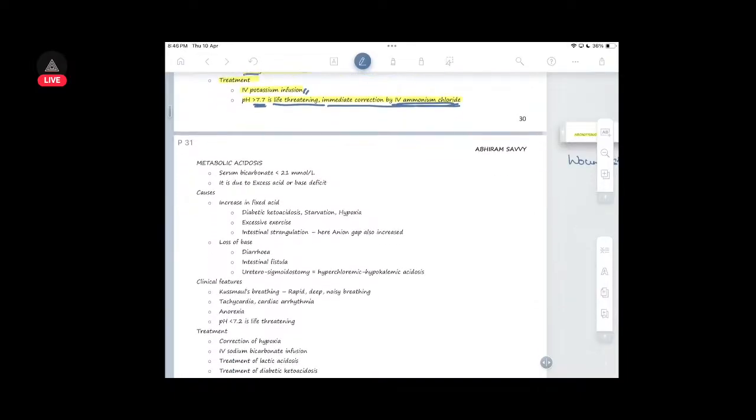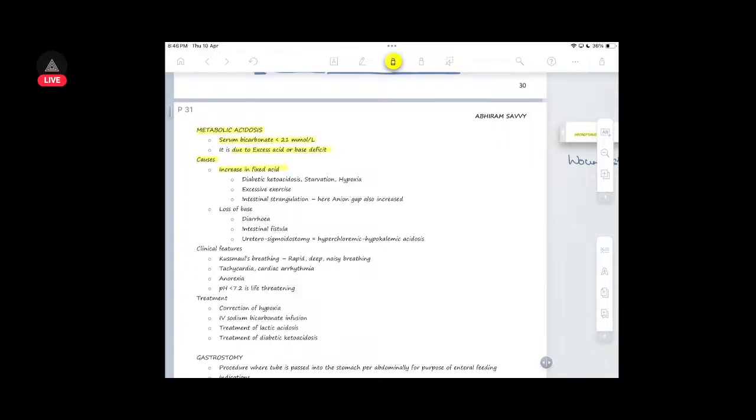Okay, then moving on, we have metabolic acidosis. So metabolic acidosis is sodium bicarbonate less than 21 millimole per liter due to excess acid or base deficit caused by increase in fixed acid. You have diabetic ketoacidosis, starvation, hypoxia, excessive exercising, and you have intestinal strangulation. Here the anion gap is also increased.